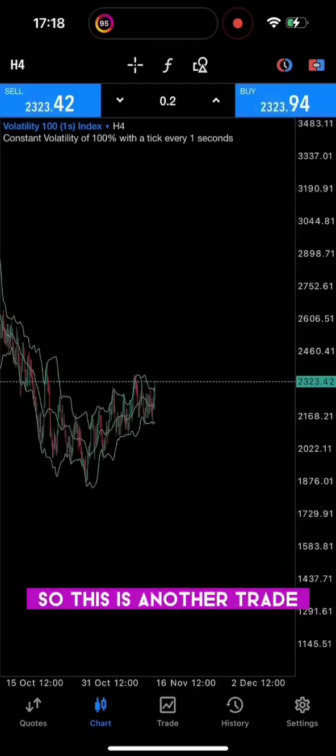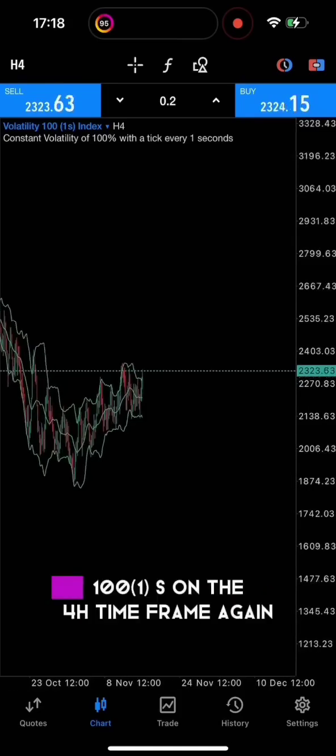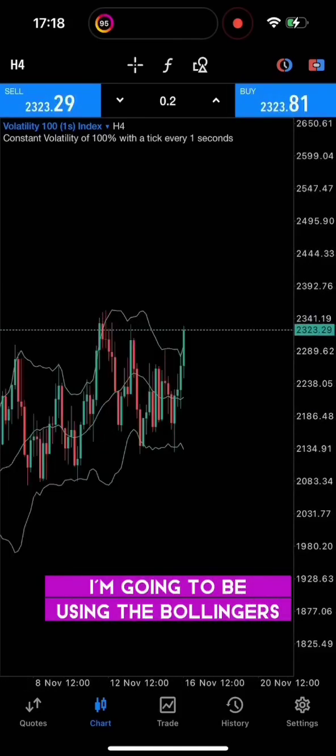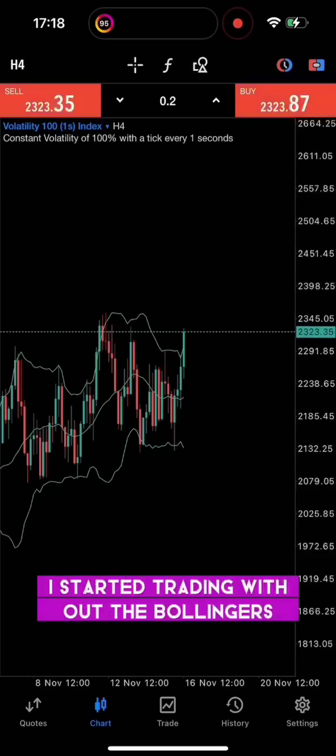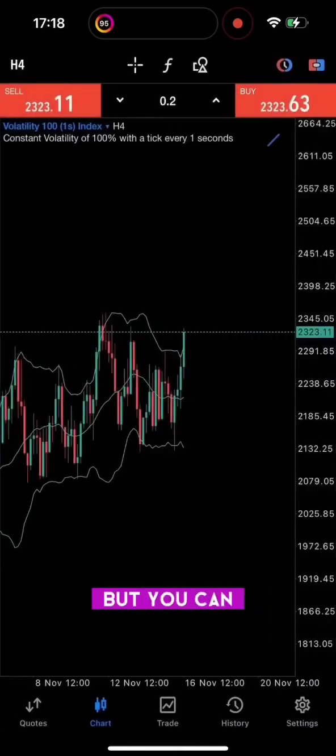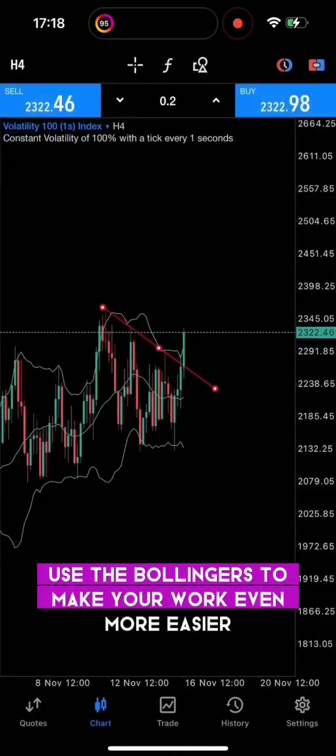So this is another trade. This is Volatility 10 1s on the 4-hour time frame. Again, I'm going to be using the Bollingers. I started trading without the Bollinger to show you that you can still get profit without the Bollingers, but you can use the Bollingers to make your work even easier.